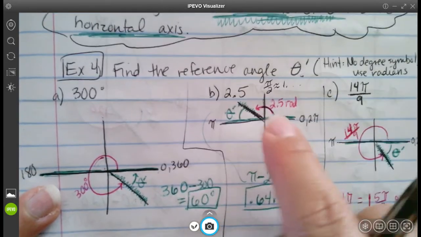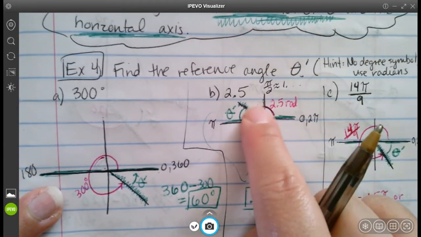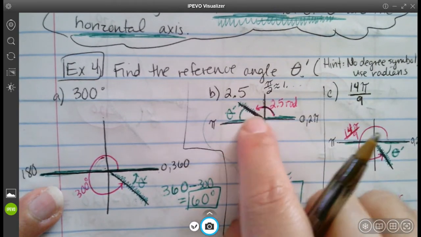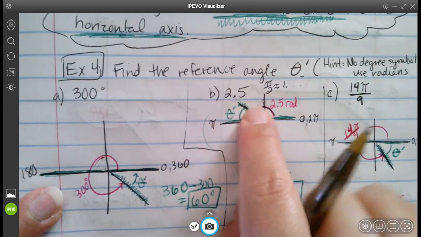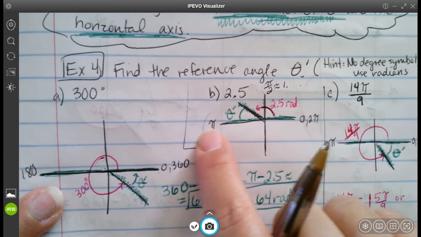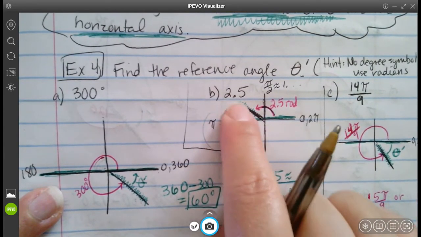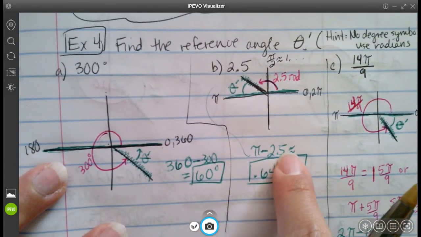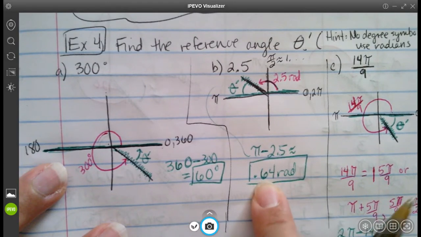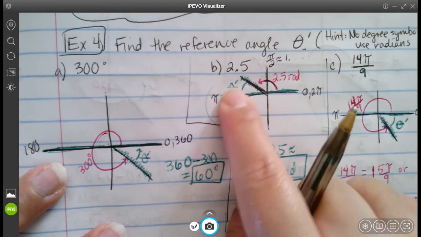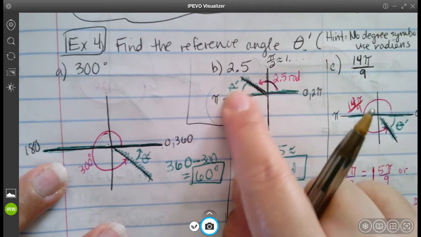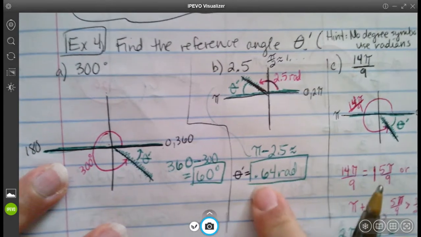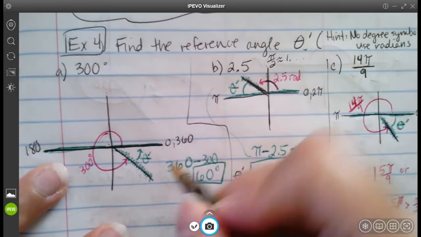So it's somewhere here. Once we've drawn the angle, this right here is my 2.5 radians, my theta. To find theta prime, which would be whatever's left over, we can see that we need to do pi minus this part, right? So I did pi minus 2.5, and it came out to approximately 0.64 radians. So this reference angle, theta prime, I guess I should probably put that, huh? Theta prime is equal to 0.64 radians. Same thing for this one over here.